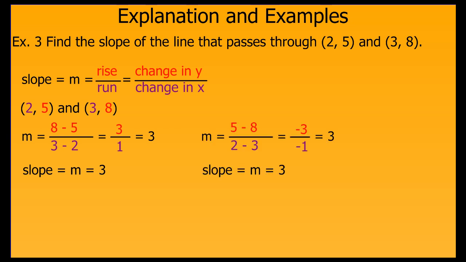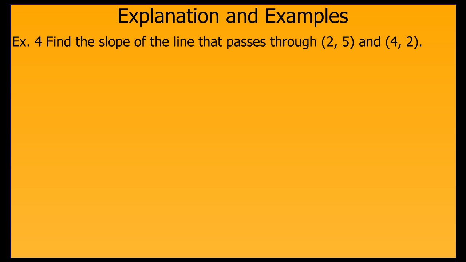Notice how if we change the order we use the points, so doing 5 minus 8 and then 2 minus 3, we will still get the same slope. It does not matter which order you calculate rise over run, as long as you use the same order for both rise and run. Let's try another one.